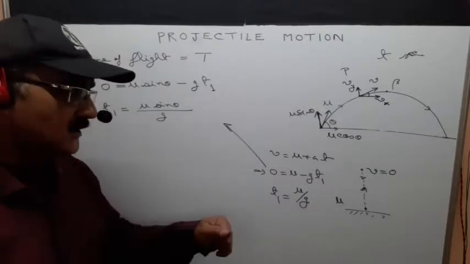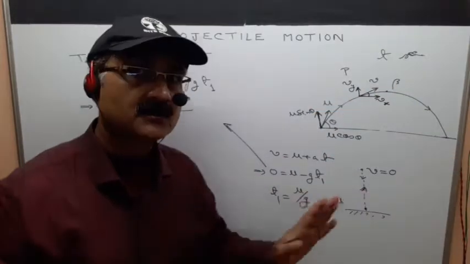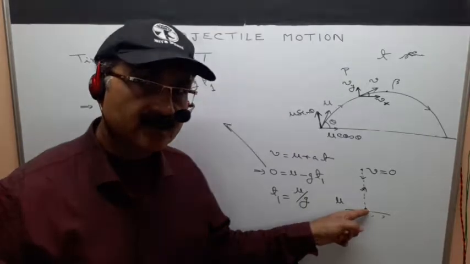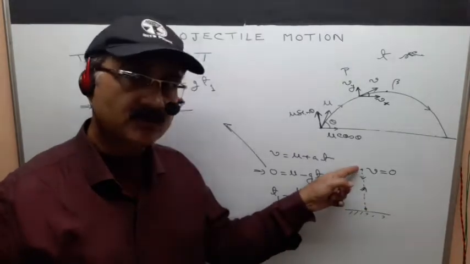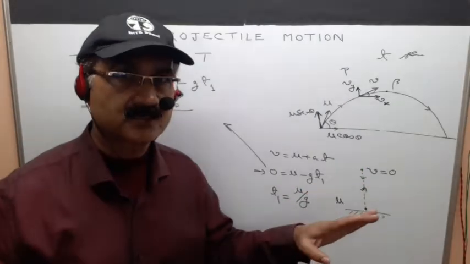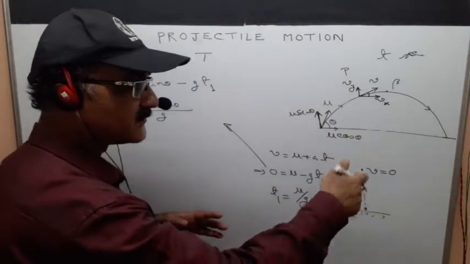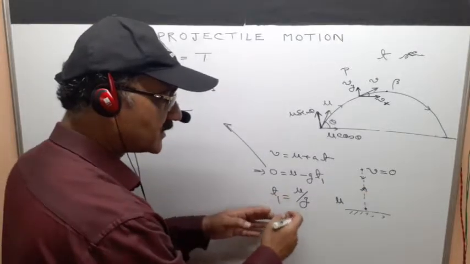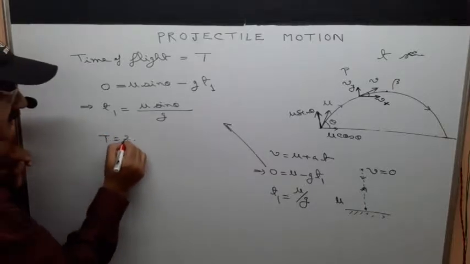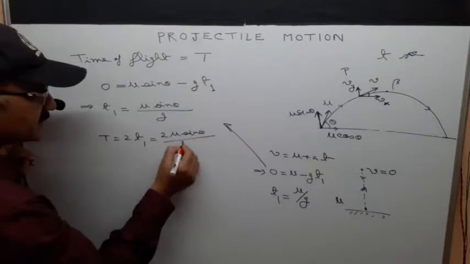Okay. Now we want the time of flight. Time of flight means the total time. We know that the time of ascent is equal to time of descent. So if it takes 2 seconds to go up, it will again take 2 seconds to come down. So total will be 4 seconds. So if it takes t1 seconds to go up, total time of flight will be twice t1. Similarly, here also the total time of flight will be twice t1, that is 2u sine theta divided by g.